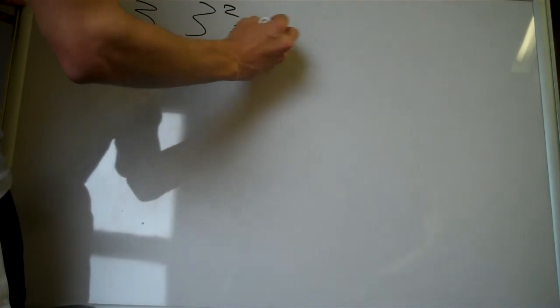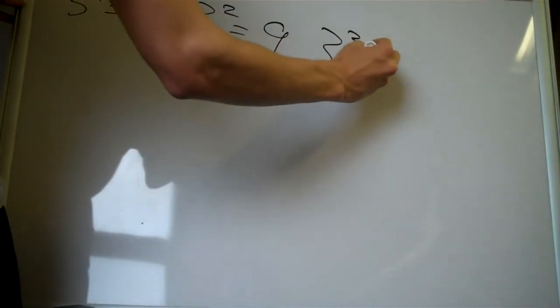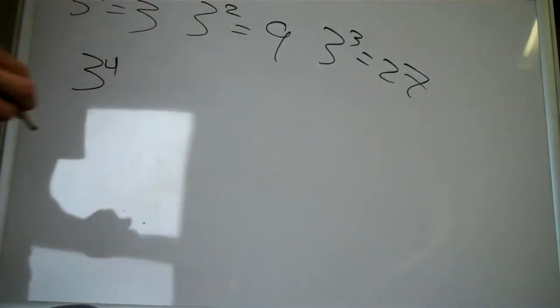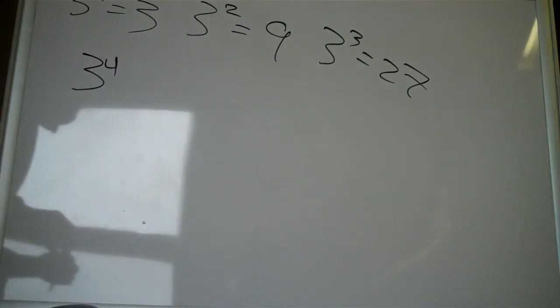Okay, next we have Mathmania. Find a pattern. Okay, let's see. Gotta figure out how I did this. So we have 3 to the first, 3 to the second, 9, 3 to the third, 27, and 3 to the fourth is going to be, let's say, 81.